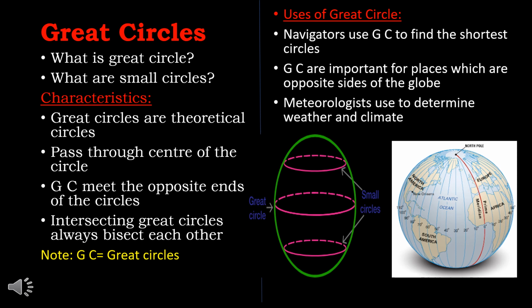Second use, great circle routes are especially important for places that are on opposite sides of the globe. Most globes show great circle routes between distant ports across the Atlantic, the Pacific, and the Indian Ocean. The third use, great circles are used by meteorologists to determine climate and weather conditions in a region.